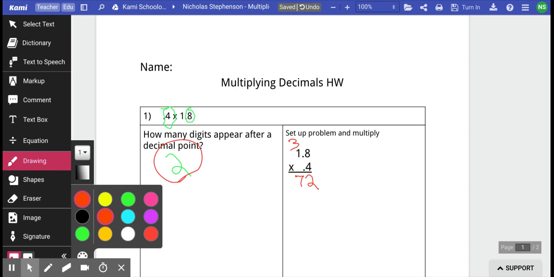So what I do to figure out where the decimal point should go is I start here at the end of my number, and I just move back the same amount of spaces as there are digits after a decimal point. So I moved over 1, 2 spaces. So my answer here is 0.72. Oops, I should make my 2 a little bit better there. Or 72 hundredths.